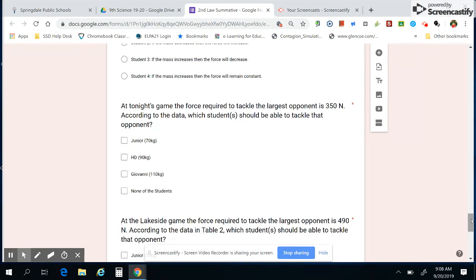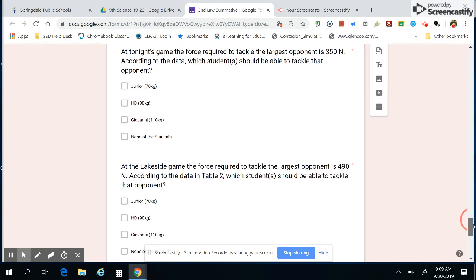At tonight's game, the force required to tackle the largest opponent is 350 newtons. According to the data, which student or students should be able to tackle the opponent? Junior at 70 kilograms, HD at 90 kilograms, Giovanni at 110 kilograms, none of these students.